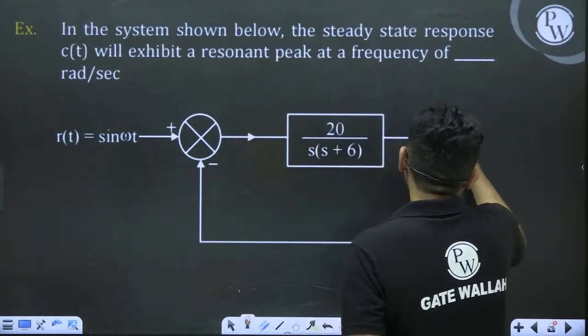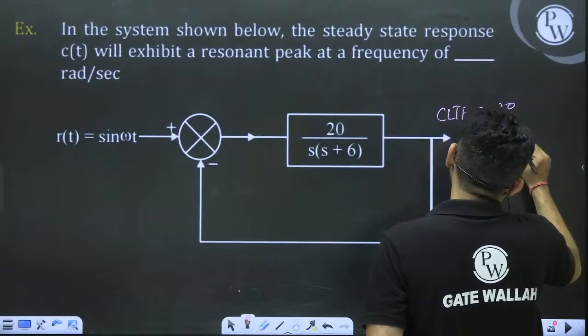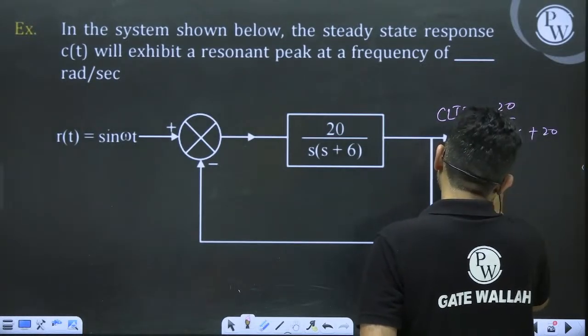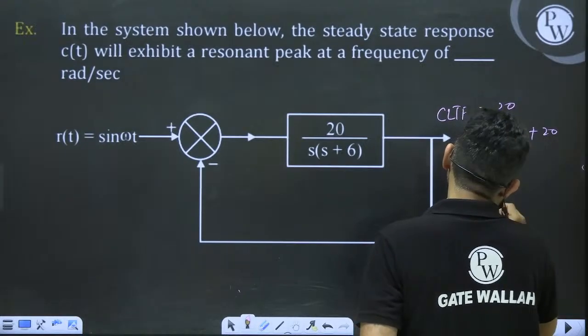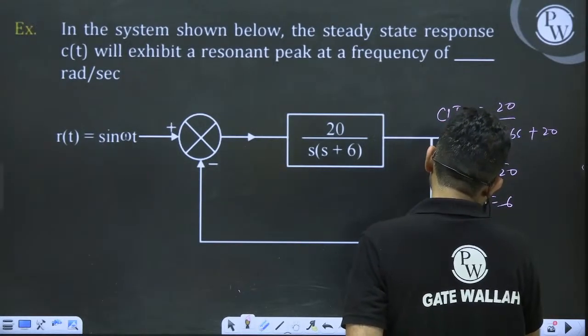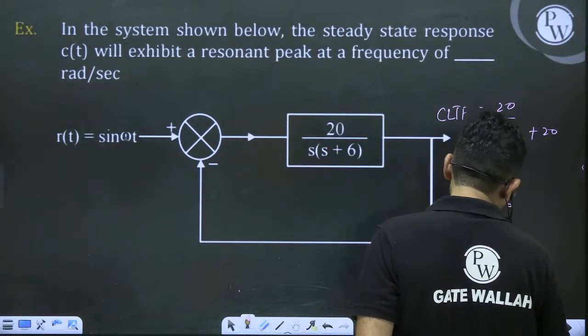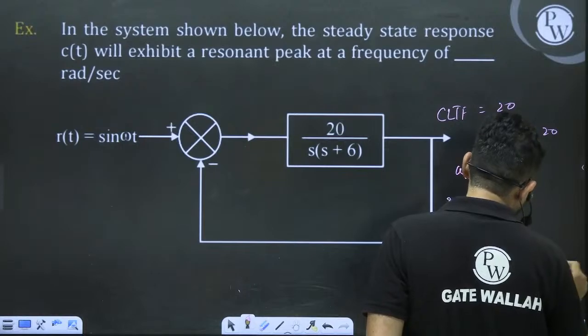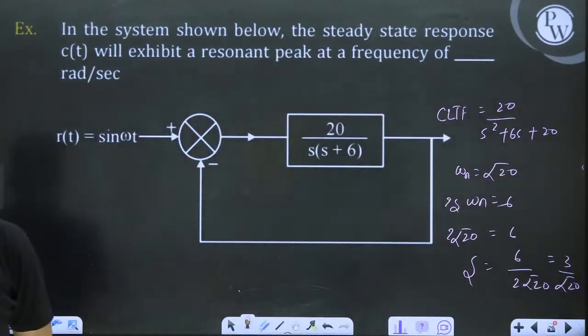What is CLTF? It is 20 by s square plus 6s plus 70. So omega n is √20. 2 zeta omega n is 6. So 2 zeta √20 is 6, which means zeta is 6 divided by 2 √20. This means 3 by root 20. What is 3 by root 20? It's 0.670.